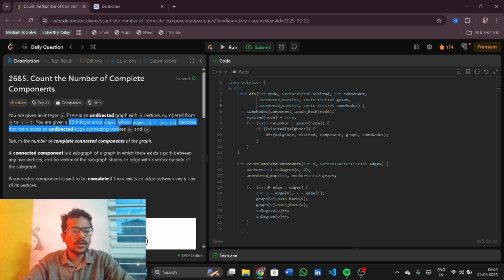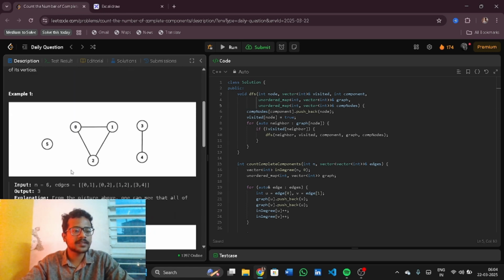We are given a two-dimensional integer array edges, where edges[i] is equal to [ai, bi]. That means ai is connected undirectedly with bi, that means it is in a bidirectional way. Now, return the number of complete connected components of the graph. Now, what is a complete connected component?